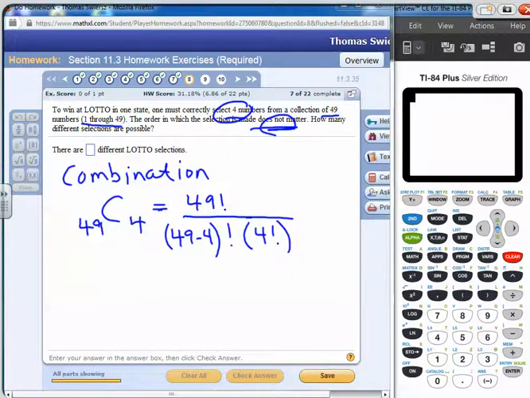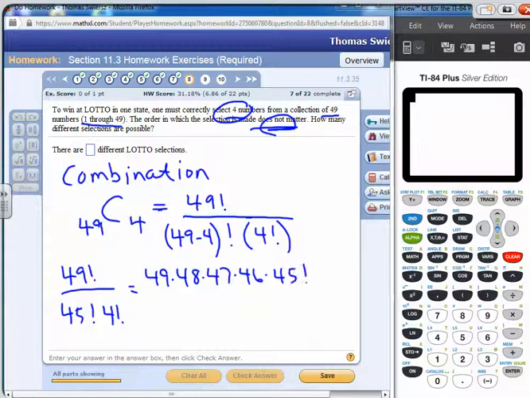So this would be 49 factorial divided by 45 factorial times 4 factorial, which would be 49 times 48 times 47 times 46. Then 45 down to 1 is 45 factorial, and we've got a 45 factorial in the denominator, so those cancel. Then we still have 4 times 3 times 2 times 1 in the denominator. That's 4 factorial. So that would be your answer figuring it out.